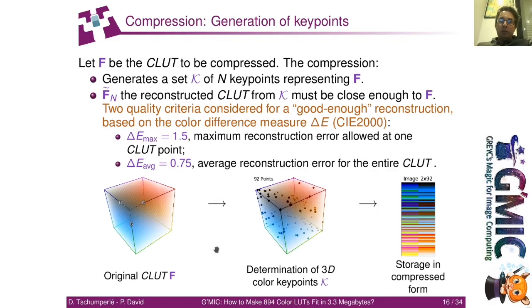The question here is how to determine the set K of key points in order to reconstruct a given CLUT so that the reconstructed CLUT F tilde looks the same as the input CLUT F. When I say look the same as, this must be measured in some way.